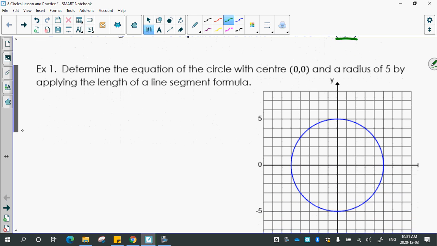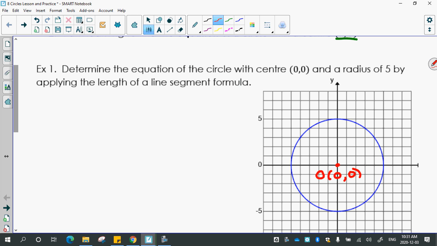So our first example is to determine the equation of a circle that has a center of 0, 0, and a radius of 5, which is the one that you see in front of you, by applying the length of the line segment formula. The center is 0, 0, so I'm going to put a point here. Usually when the center is at 0, 0, they use O for origin rather than C for center, but when it's somewhere else they use C. O stands for origin because the coordinates are 0, 0.